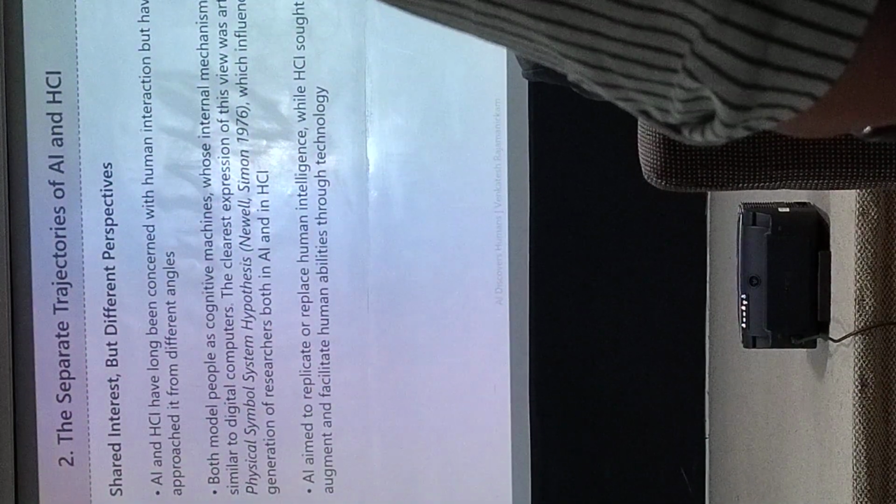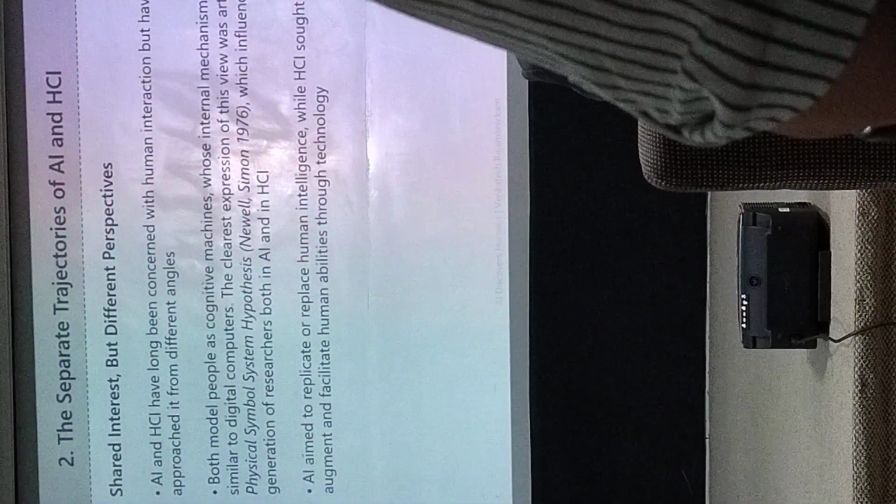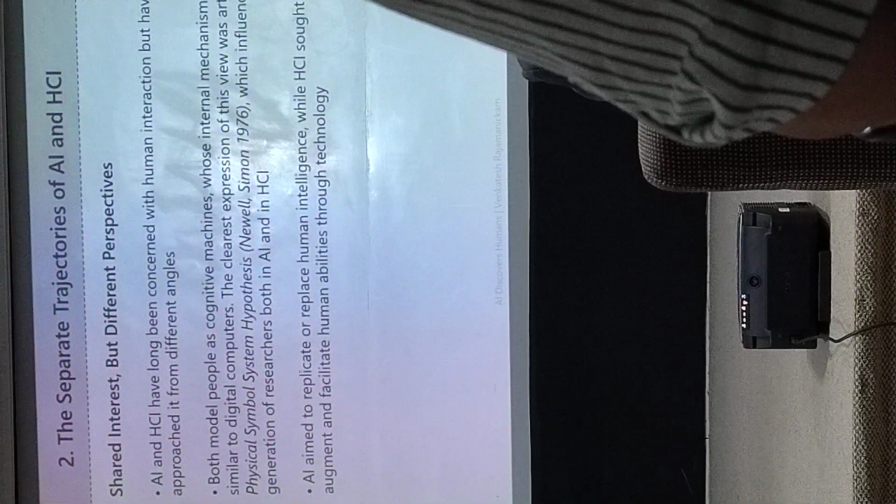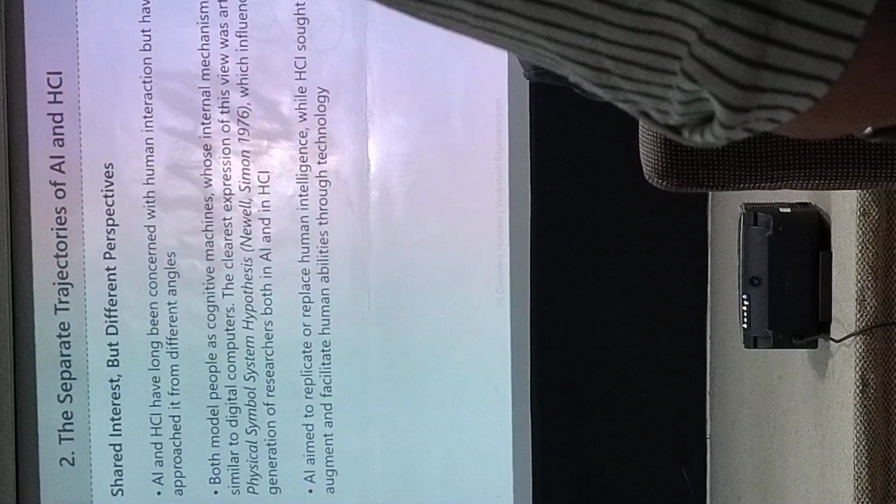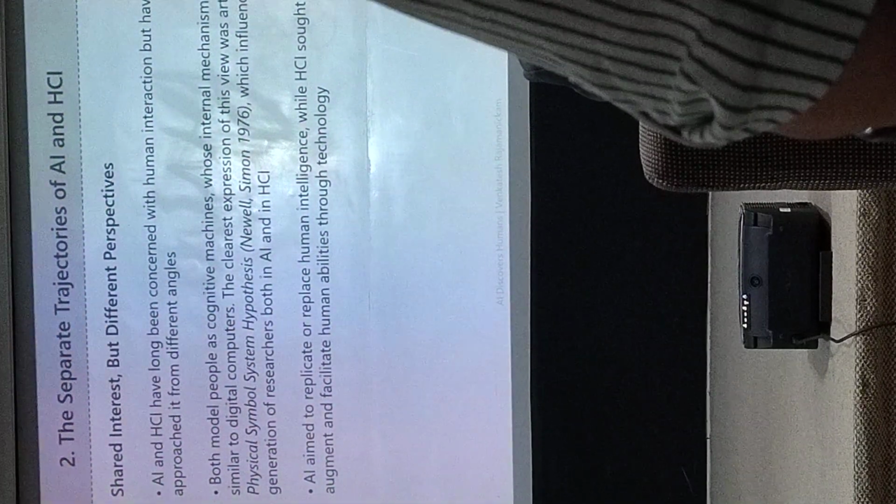Okay, so let's track these trajectories of AI and HCI, right? There has been a shared interest. The founding fathers of AI and HCI have been the same people actually. People like Simon and Newell have long been concerned with human interaction but have approached it from different angles. They both model people as cognitive machines whose internal mechanisms are similar to digital computers. The clearest expression of this view was articulated in this paper, the Physical Symbol Systems Hypothesis, which influenced a generation of researchers both in AI and HCI.